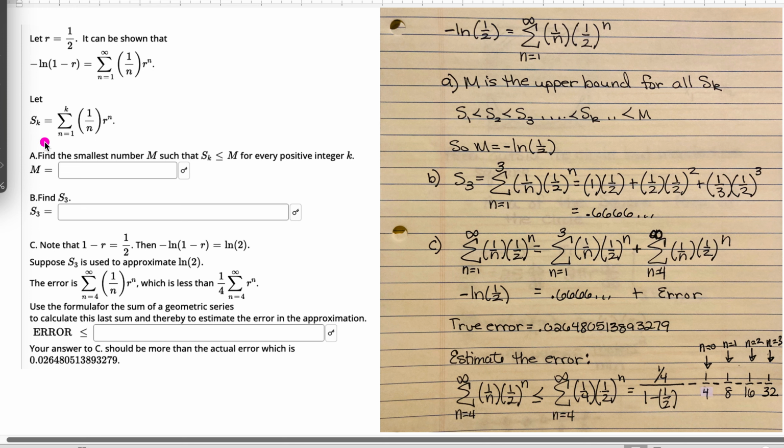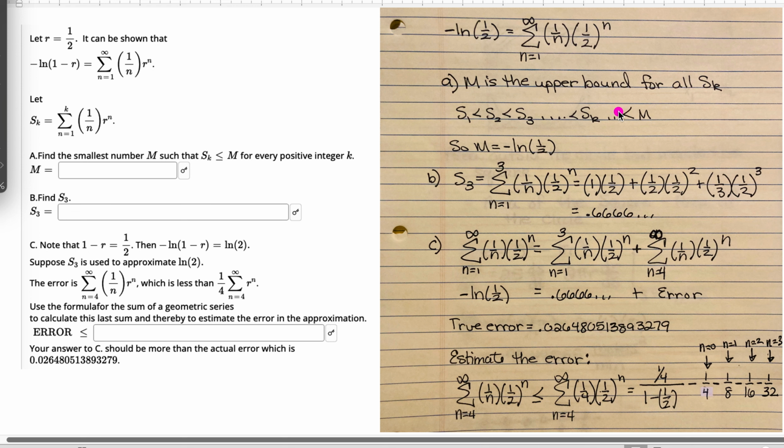In part A, it says, find the smallest number m so that the sum S_k is less than m for every positive integer k. What this is asking us to do is to find the upper bound for all of the partial sums. So S1 is going to be smaller than S2, which is smaller than S3, which is smaller than S_k, etc. We're looking for the upper bound for any of these partial sums.